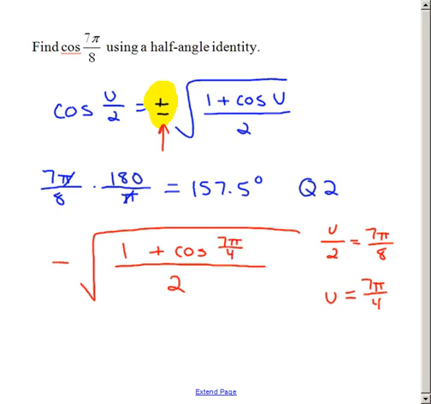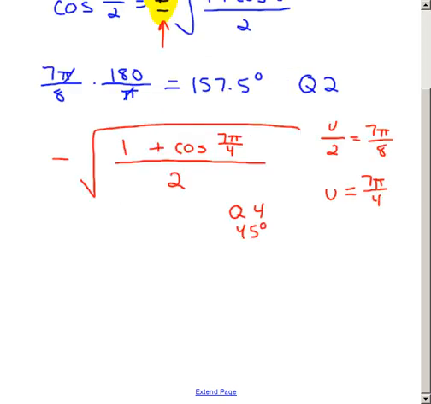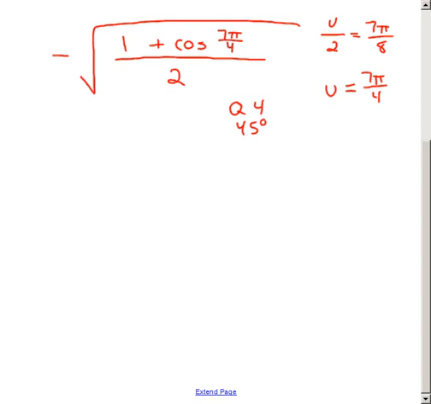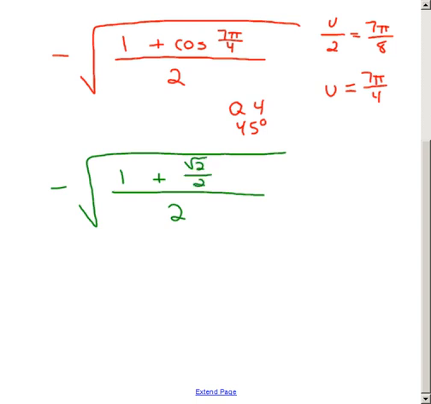Now we're talking about a different angle, so a different quadrant. For cosine of 7 pi over 4, we're talking quadrant 4, and the reference angle, since there's a 4 on the bottom, is 45 degrees. Now we can figure out the value of cosine of 7 pi over 4. Everything will stay the same except for that. Since it's in quadrant 4, cosine is positive, and since it's 45 degrees, it's root 2 over 2.